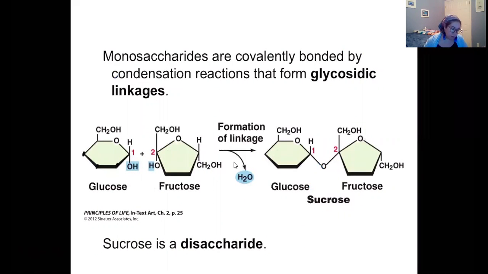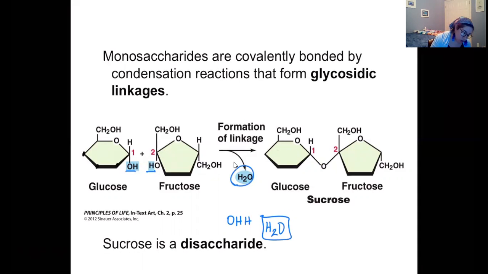Monosaccharides are covalently bonded by condensation reactions that form glycosidic linkages. So what you see here are the 2 monomers, glucose and fructose, which come together to form sugar, like the kind of sugar you put on your Rice Krispies or your Frosted Flakes. And what you're going to see here is that OH, right there, that OH and that H, or what we call H2O, is the removal of water, and they're showing you here.